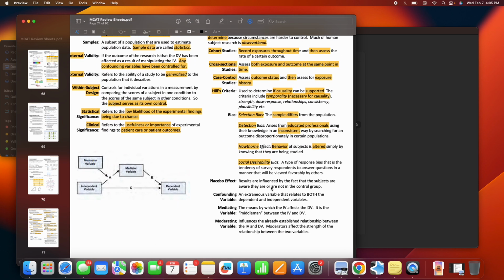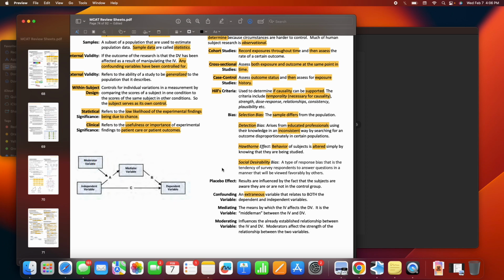Placebo effect. Results are influenced by the fact that the subjects are aware they are or are not in the control group. Confounding variable. An extraneous variable that relates to both the dependent and independent variables.